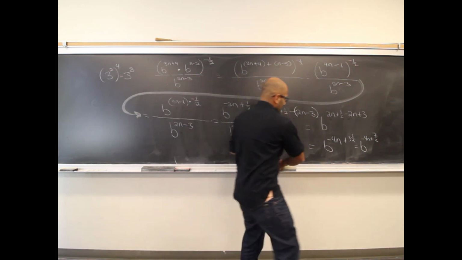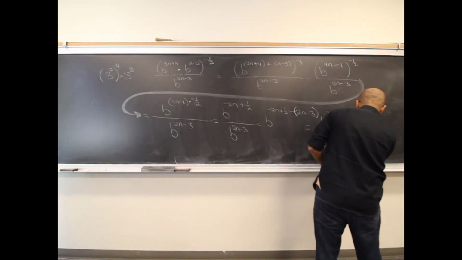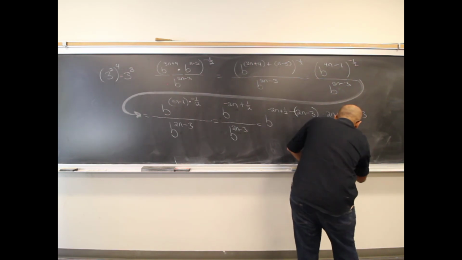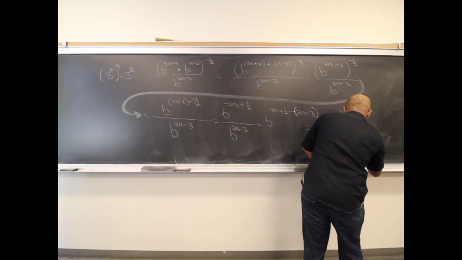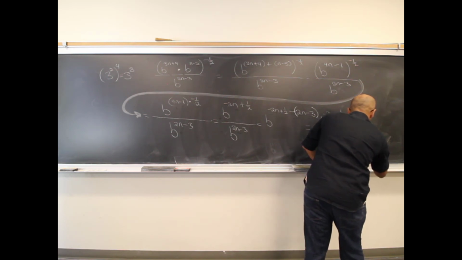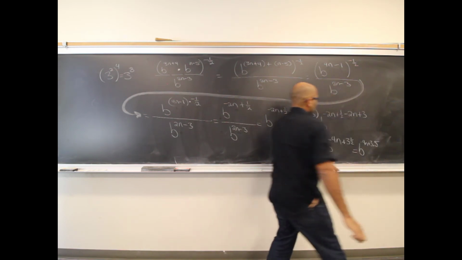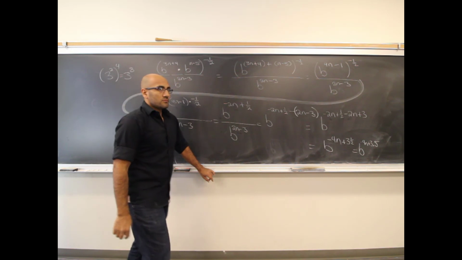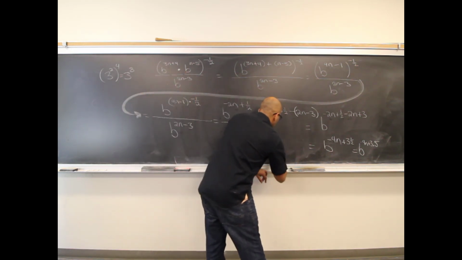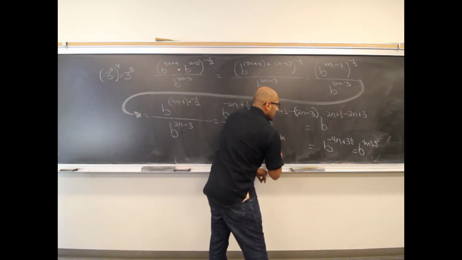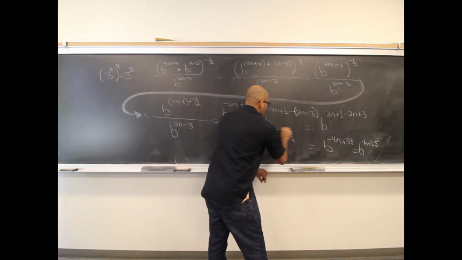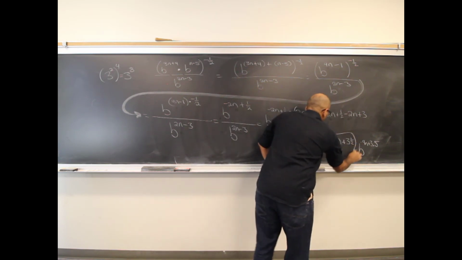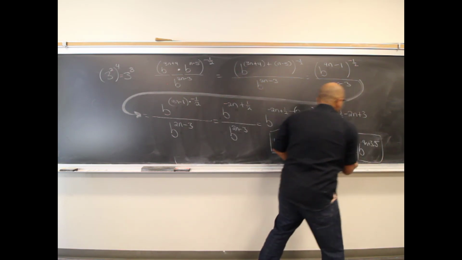Good. Or we could have written it as b to the negative 4n plus the fraction, how about 7/2? Right, so either this one, or this one, or this one, they all mean the same thing.